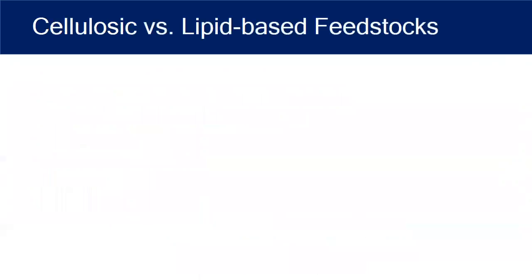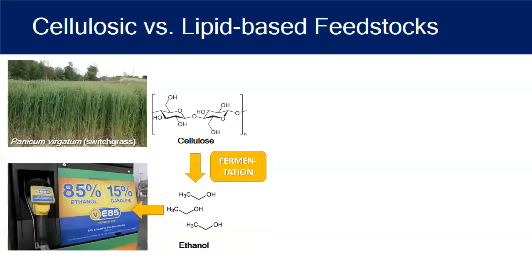So in brief, cellulosic versus lipid-based feedstocks. This is something that we've all talked about in your graduate studies. Biofuel is always a hot topic in undergraduate studies too. Here is an example of cellulosic, or lignocellulosic, biomass feedstock production for biofuel. We start with a vegetative biomass, in this case switchgrass, chock full of cellulose. Usually at the moment, most effective is fermentation with yeast. That cellulose is broken down into ethanol and then blended with petroleum-based fuels to produce your biofuel. That's primarily what's being done at the moment with ethanol production.